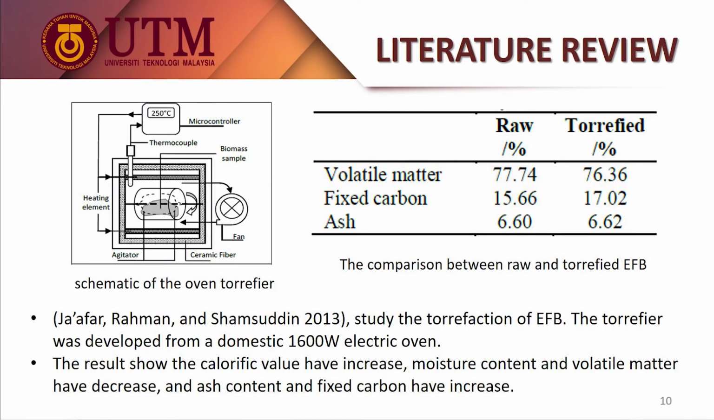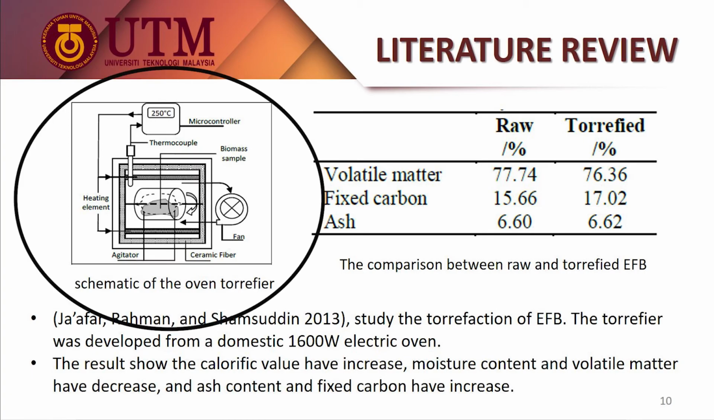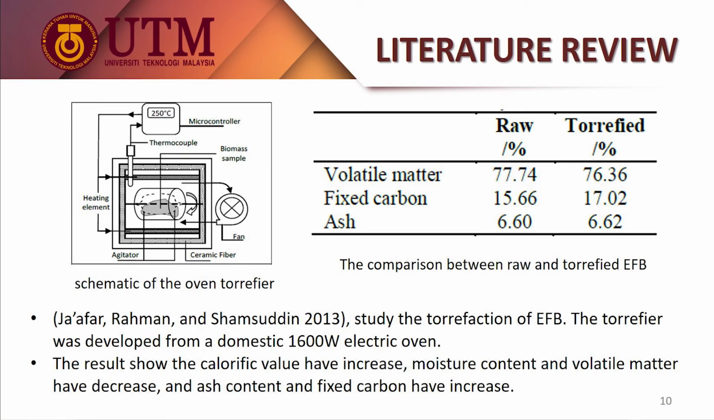Next, the study was conducted by Ja'afar, Rahman and Samsudin. They studied the torrefaction of EFB. The torrefier was developed from a domestic 1600 watt electric oven. A rotating machine built inside the oven acted as an agitator for the biomass. The reactor was rolled a few times slowly to make sure the sample inside the reactor was distributed evenly.